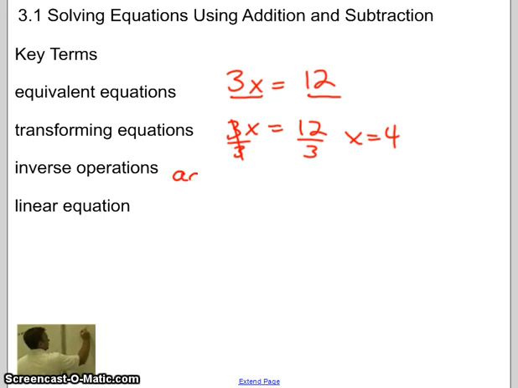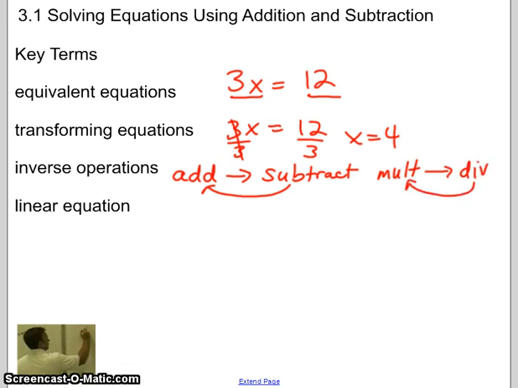Inverse operations. Inverse operations are the opposite. So the inverse operation of addition is subtraction. And the inverse of subtraction is addition. The inverse of multiplication is division. And the inverse of division is multiplication. Okay, and then a linear equation is just any equation that can form a line. Similar to this one here.